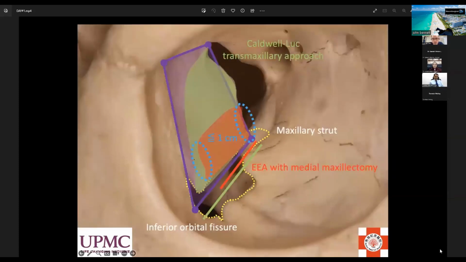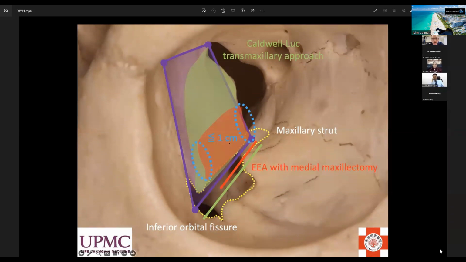So in this picture, we can see that the red line means the inferior orbital fissure that we can expose by EEA with medial maxillectomy, and the red field means the area that we can drill, and the green line means the inferior orbital fissure that we can expose by the Cartwheel lock transmaxillary approach, and the green field means the area that we can drill by it. And this means if the tumor extends lateral to the infraorbital nerve, EEA with medial maxillectomy will not be enough, and the Cartwheel lock approach should be added.